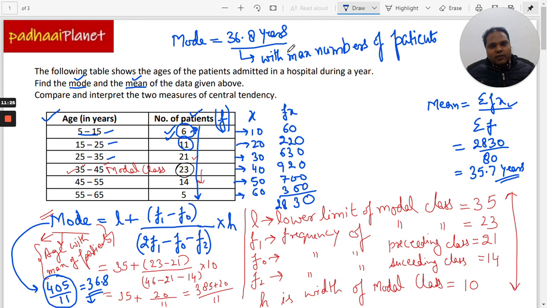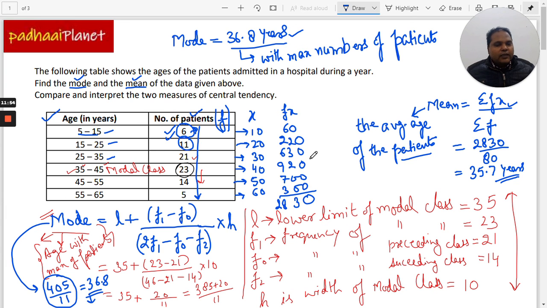So this data says that the mode is the age which the maximum number of patients are having, and the mean means the average age of the patients. So this is how we have solved this entire question.